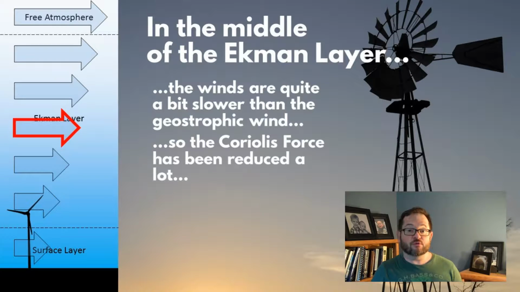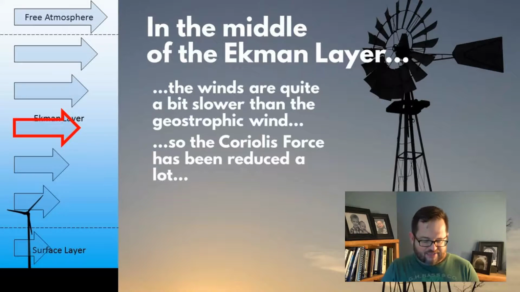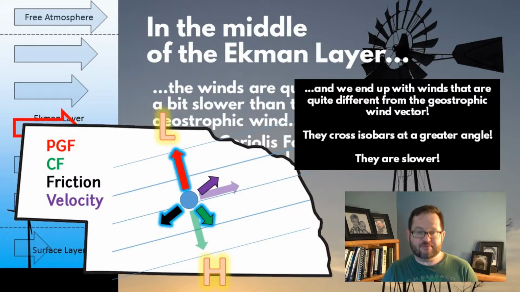And since the Coriolis force's magnitude is determined by the speed of the wind, the Coriolis force has been reduced quite a bit. And in fact, if we worked through our force balances and so on, we'd end up with a map something like this, where we end up with winds that are actually quite different from the geostrophic wind vector. Remember, that kind of faint purple one is geostrophic, just to keep reminding us what the geostrophic wind looked like. And the dark purple vector shows us what our wind here in the middle of the Ekman layer is going to look like.